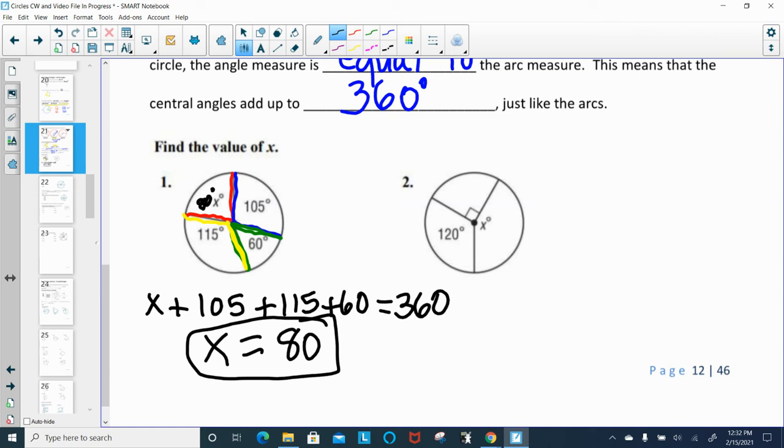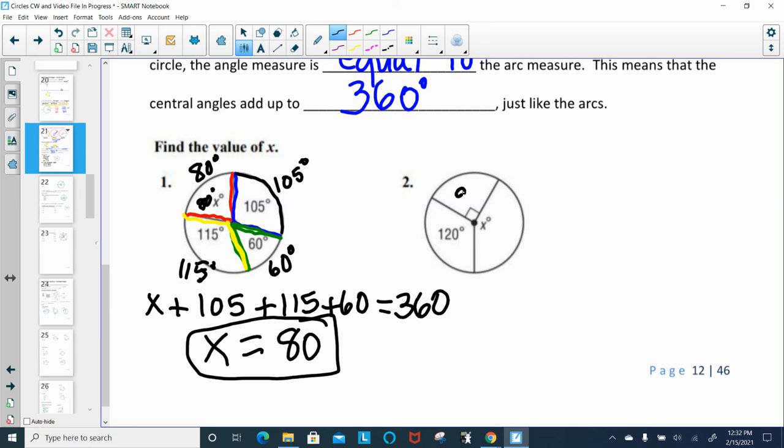Now, what this also means for these arcs is that if this angle is 105, this arc from here to here is 105. This arc is also going to be 60. This arc is going to be 115. And this arc is going to be 80. So when the vertex is on the center, this is the easiest of all situations because everything just adds up to 360. There's no real major formula to remember because the angles and the arcs are the same size.